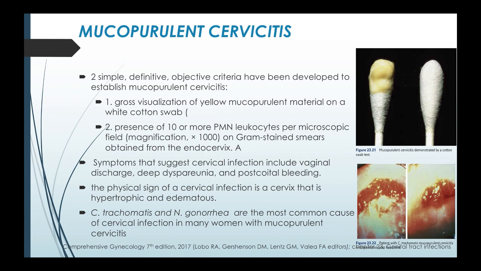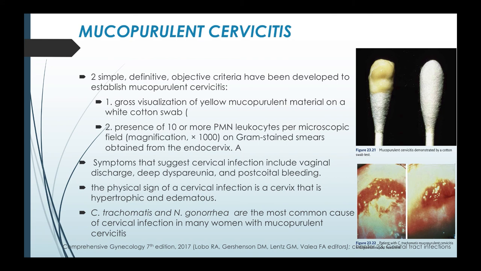Next, we have mucopurulent cervicitis. Two simple definitive objective criteria have been developed to establish mucopurulent cervicitis. So first is the gross visualization of yellow mucopurulent material on a white cotton swab. And second is the presence of 10 or more PMN leukocytes per microscopic field on gram-stained smears obtained from the endocervix. Symptoms that suggest cervical infection include vaginal discharge, deep dyspareunia, and post-coital bleeding.